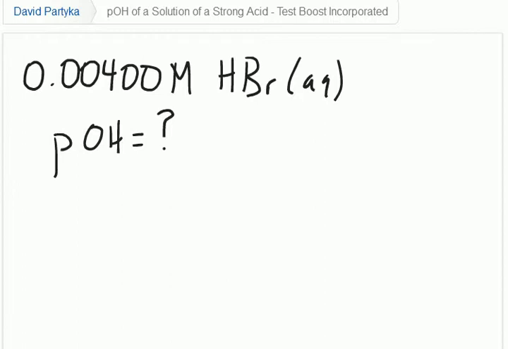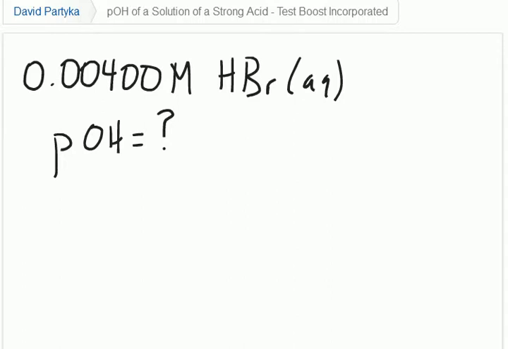The first is that hydrobromic acid is a strong acid in which we assume 100% dissociation. Now, this makes our lives easier because we don't have to determine an acid dissociation constant, or a Ka, the way that we would for a weak acid like acetic acid.